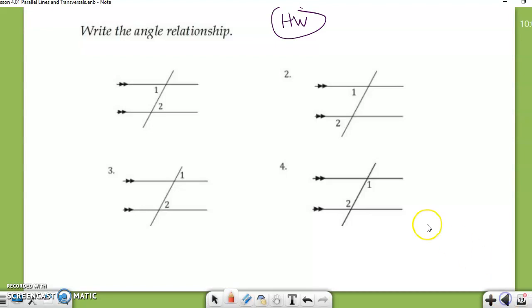So when you start your homework, I want you to write the angle relationship. Like this one would be alternate interior. And I want you to let me know that you know that means it's congruent. So write the name and what the name means.